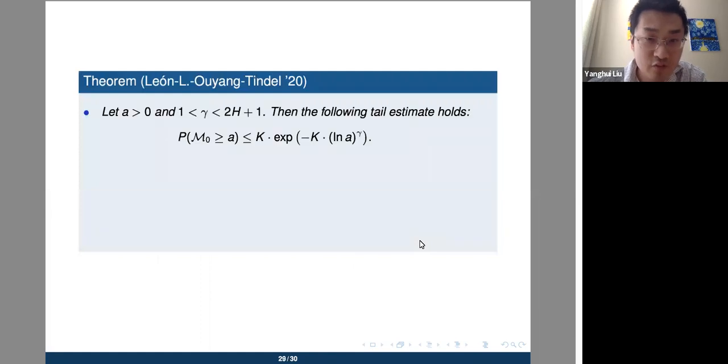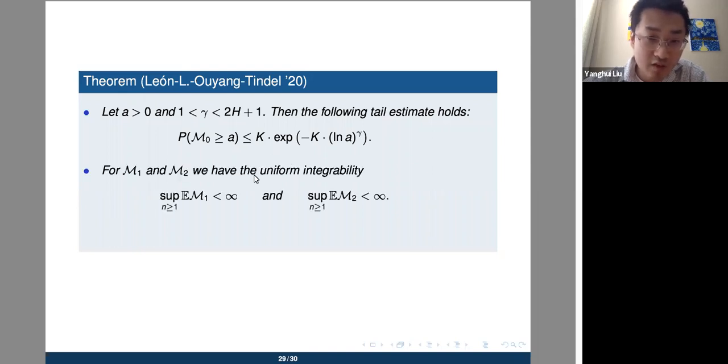So let's put everything together. We have mentioned that using Borell's inequality, we can get the estimate for M0, and this is what the tail estimate looks like: k times e to the minus k times log a to the gamma. And gamma is a number between 1 and 2h plus 1.